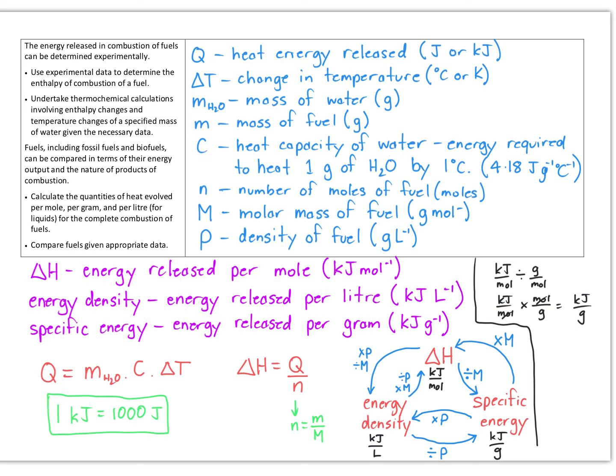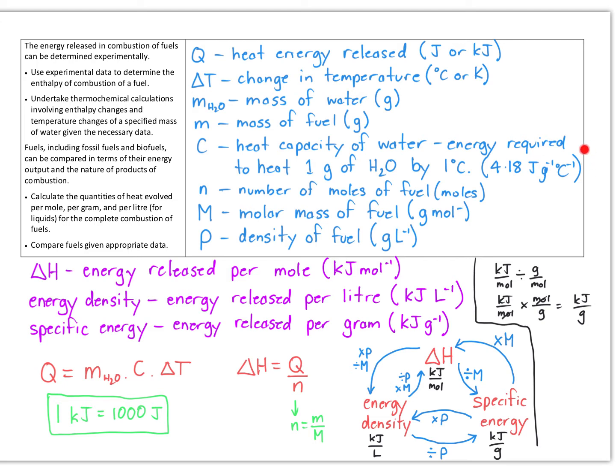C is the heat capacity of water. This is a really important value for us to work out how much energy is released. The heat capacity of water refers to the energy required to heat 1 gram of water by 1 degree Celsius. So if you have 1 gram of water and you want to heat it by 1 degree, you need 4.18 joules of energy. That's 4.18 joules per gram per degree Celsius.